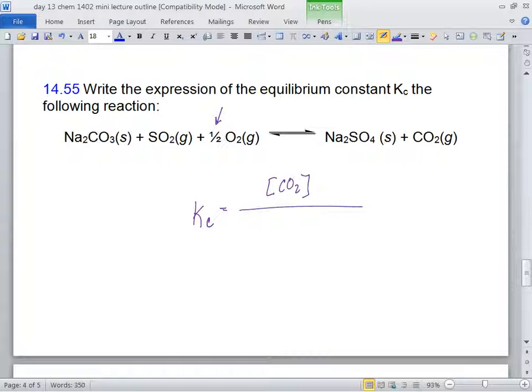Well, you can, but then you better be really clear. You better put the numbers on here, and then that's the Kc expression for that reaction, because the exponents are going to be different.